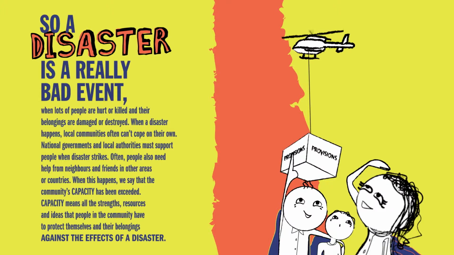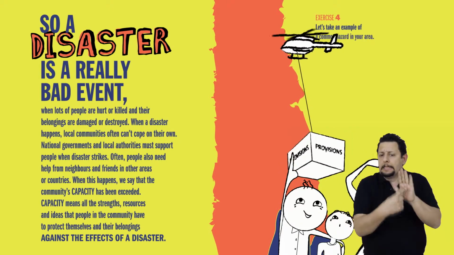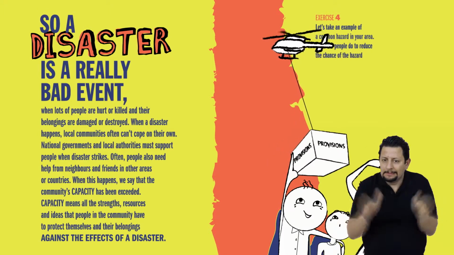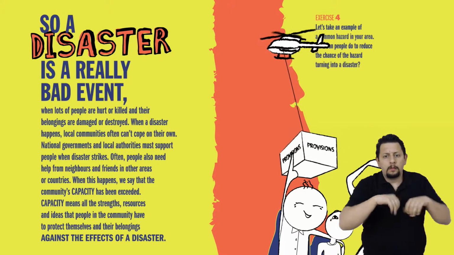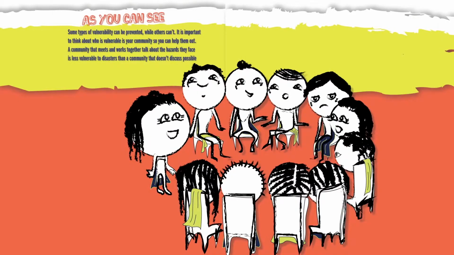Under it, a woman, a man, and a kid looking at the helicopter. Let's take an example of a common hazard in your area. What can people do to reduce the chance of the hazard turning into a disaster? See facilitator's notes. On the picture of the question, a dozen people sitting on chairs arranged in a circular pattern. They are turned to a standing woman.